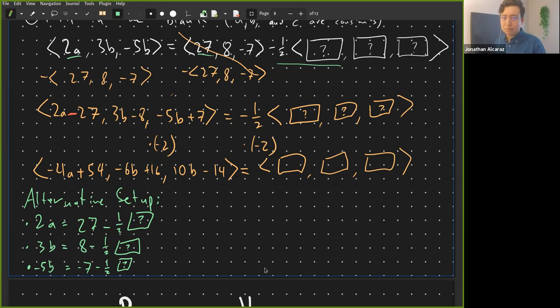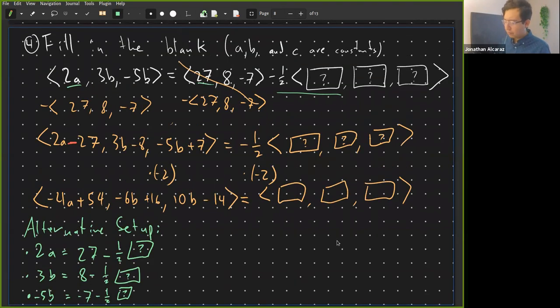Okay. Any questions on this example here? Okay, cool. Cool. So I'll give you a second to catch up on the writing.